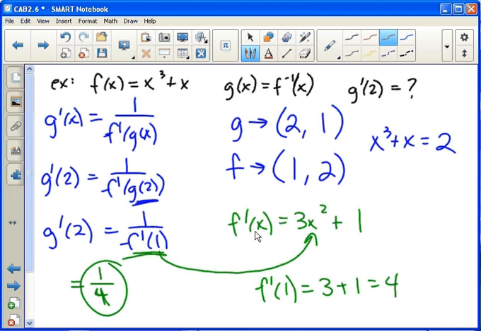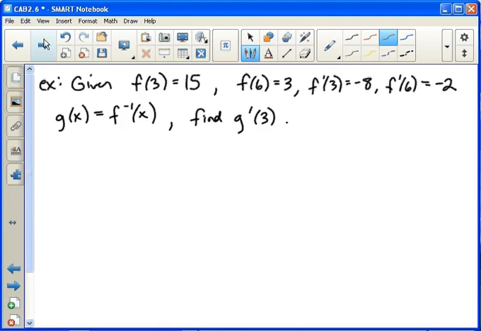One other way they may give you the information is like this. Given f of 3 equals 15, f of 6 equals 3, f prime of 3 equals -8, f prime of 6 equals -2, and that g is the inverse of f, find g prime of 3. Now this may look worse and more complicated, but it actually turns out a little easier than the two we did before. But you have to know what you're looking at.